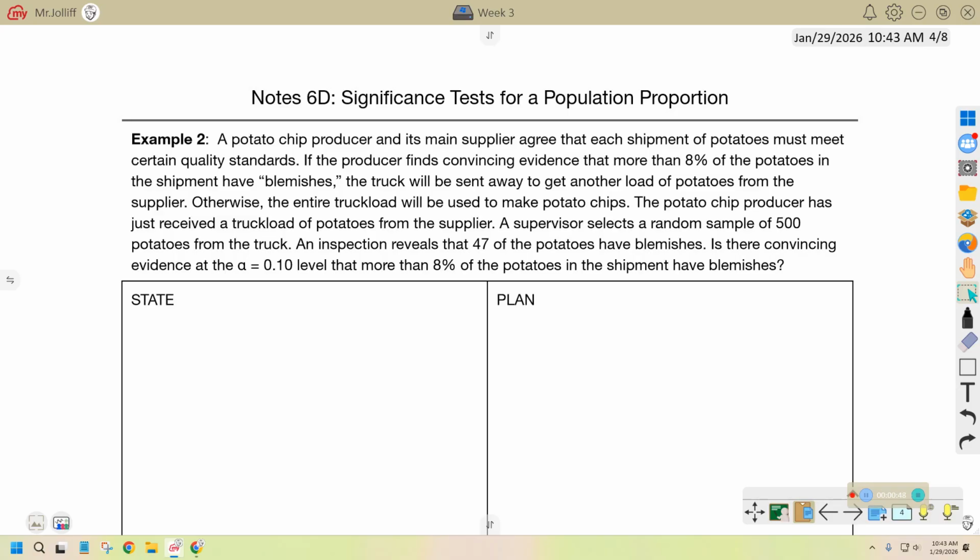The potato chip producer has just received a truckload of potatoes from the supplier. A supervisor selects a random sample of 500 potatoes from the truck. An inspection reveals that 47 of the potatoes have blemishes. Is there convincing evidence at the 0.1 level that more than 8% of the potatoes in the shipment have blemishes?